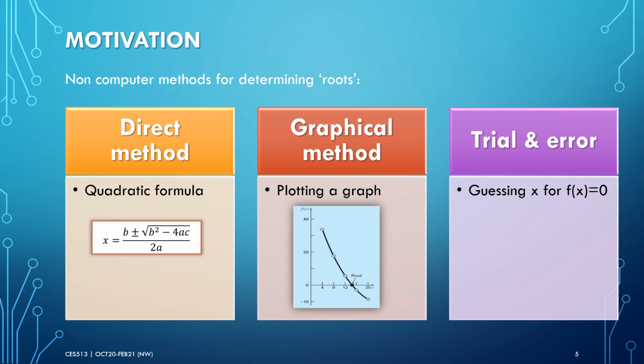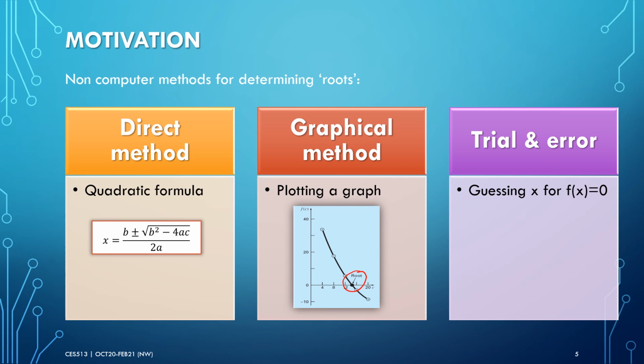The second one is the graphical method, where we can obtain an approximate solution by plotting a graph of a function and determining where it crosses the x-axis. This point represents the x value for which the function equals 0, so that is called the root. These graphical methods are useful for obtaining rough estimates of roots, but they are limited because of their lack of precision.